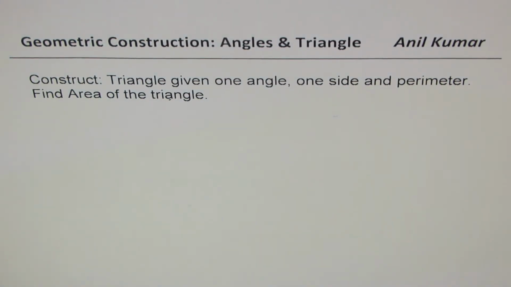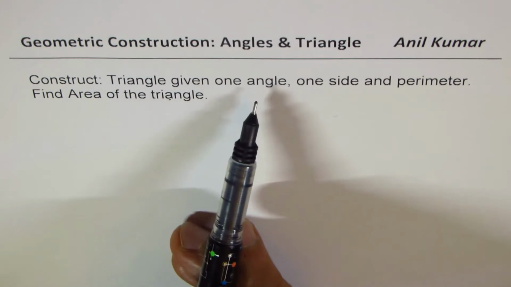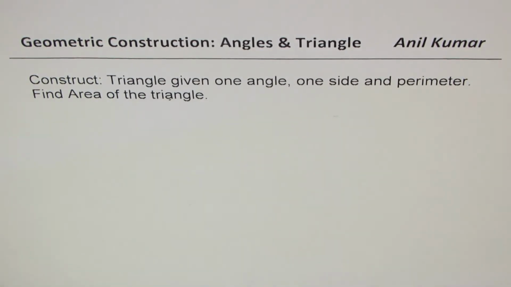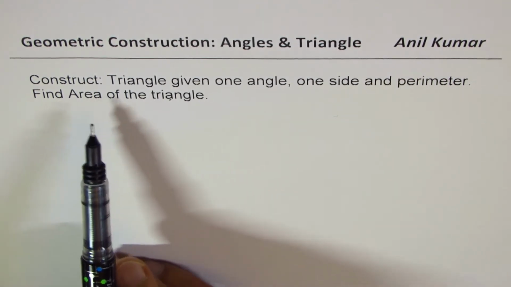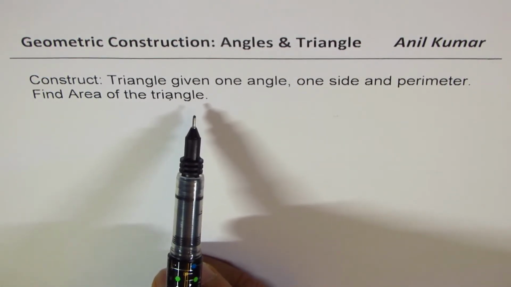I'm Anil Kumar sharing with you a test question on geometric construction. We are going to construct a triangle given one angle, one side and its perimeter. That's the whole idea. Once we construct that triangle, we'll see how to find the area of the triangle. So that is the objective.